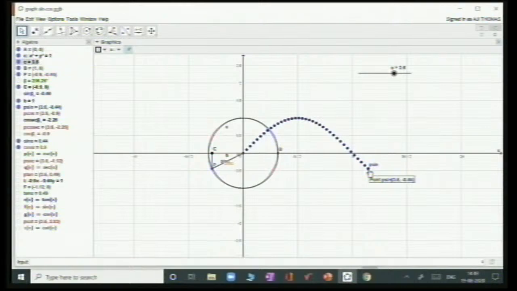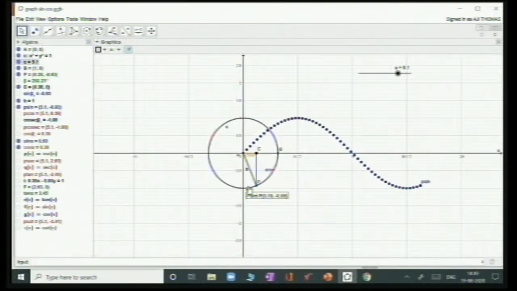You can see that the point is 3.6 comma minus 0.44. So corresponding to this, what is this height? This height is minus 0.44. And why this minus? Because this is in the negative y direction. If you take any point in the third quadrant, you know that in that case y is negative. So let me increase it, and you can see that it will become minus 1.